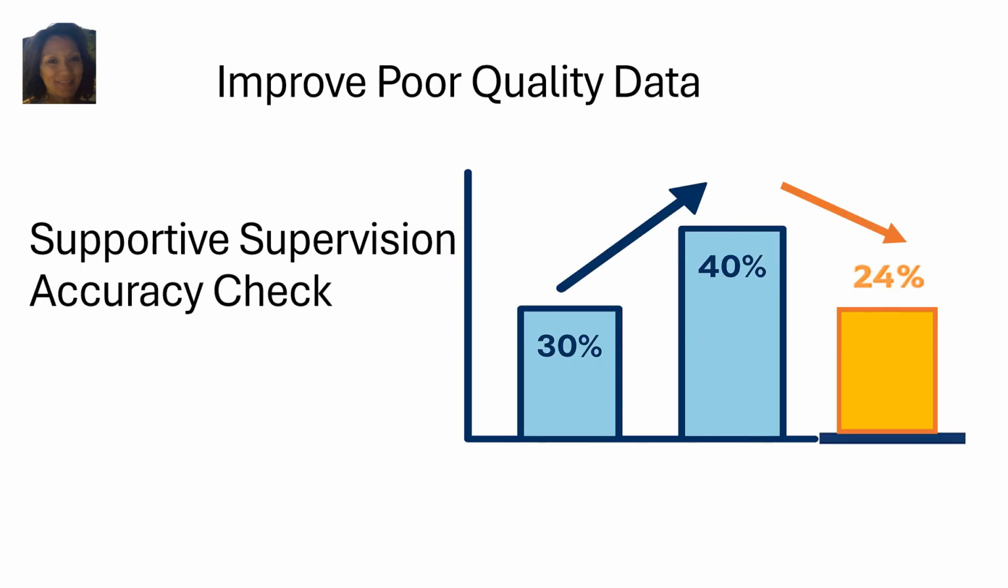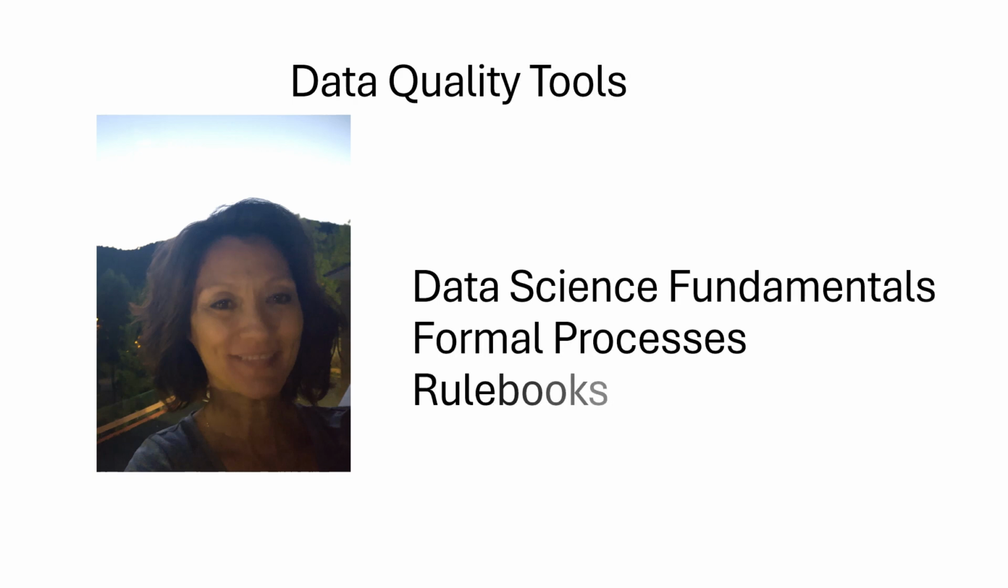In 2022, Erkalo Negusu found that poor quality routine data can be improved with supportive supervision and checking for accuracy. In 2024, Ruddle, Cheshire, and Ferdinand identified the fundamentals of data science, formal processes, and rule books as tools that can be used to improve data quality.